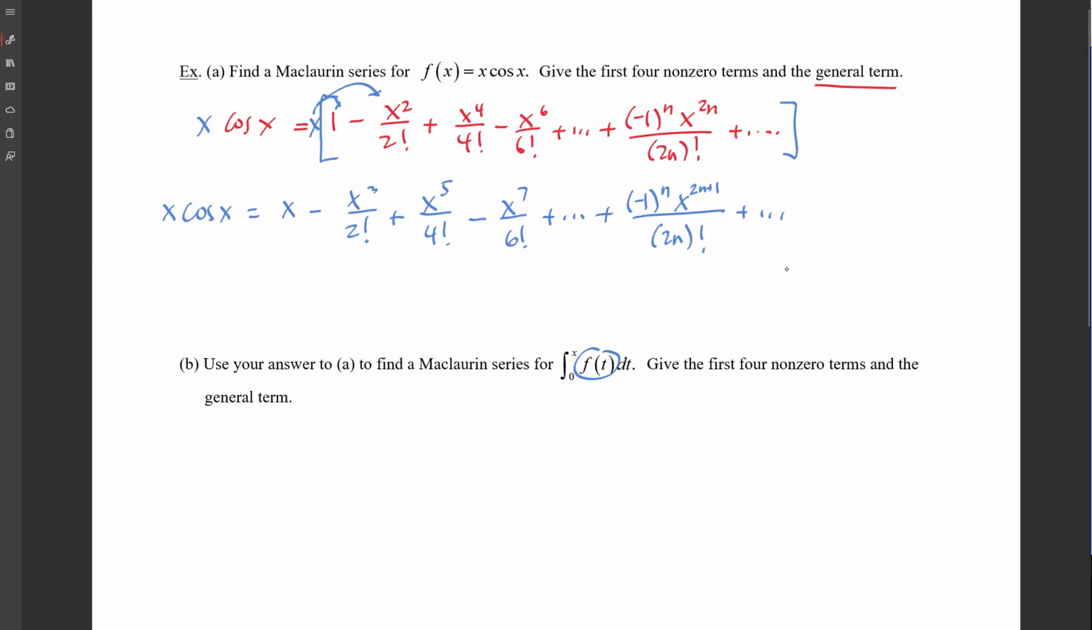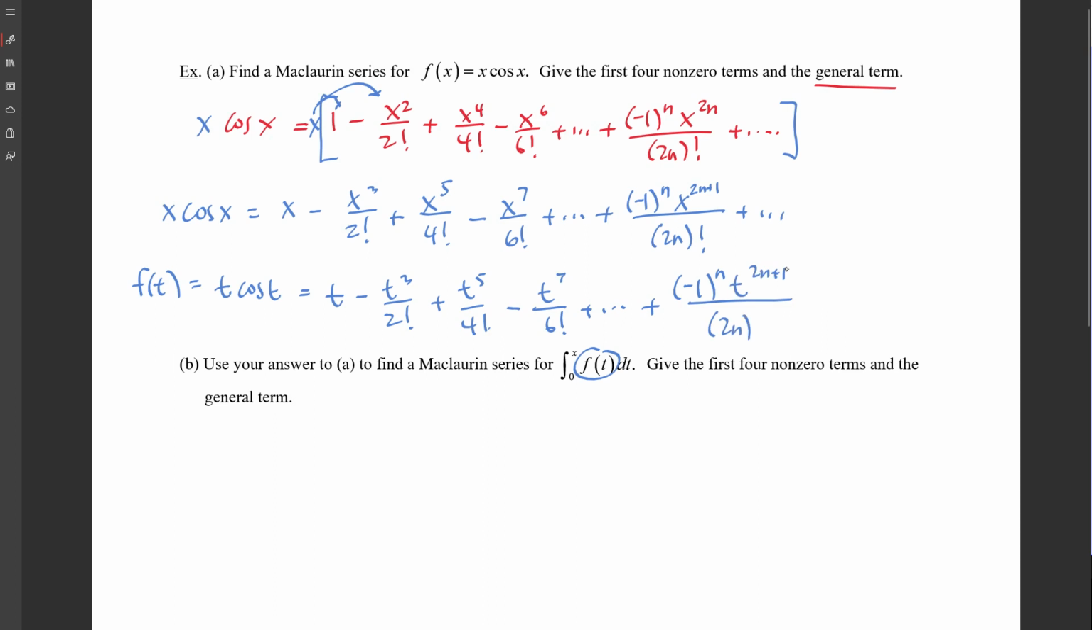All right. So f(t) will be equal to t cosine of t is equal to t minus t cubed over 2 factorial plus t to the 5th over 4 factorial minus t to the 7th over 6 factorial plus dot dot dot plus negative 1 raised to the n. Remember, the x turns to t's, the n's are still there. t to the 2n plus 1 over 2n factorial plus dot dot dot.